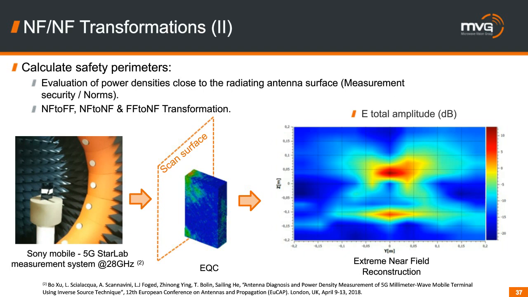From the measured radiation pattern, the equivalent currents on a box representing the device are calculated, and then from the currents, the fields on different surfaces from the device are computed with the corresponding power density. I will show you the near-field transformation during the demonstration in the last part of this webinar.